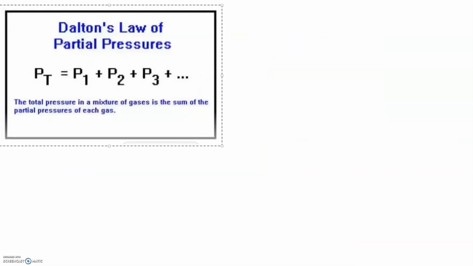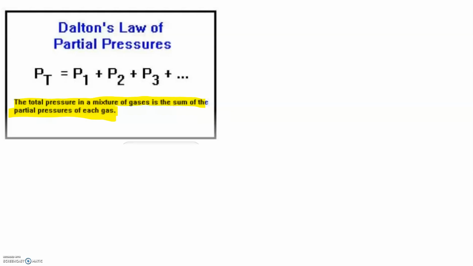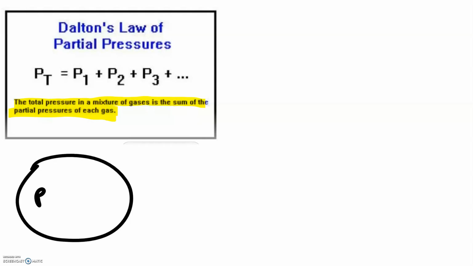So this is Dalton's law of partial pressure. And it says in words that the total pressure in a mixture of gases is the sum of the partial pressure of each gas. Meaning that if we have a vessel that contains some gas, the total pressure inside the vessel is going to be equal to the sum of all the gases that are inside the vessel.